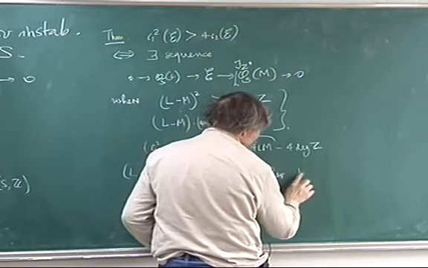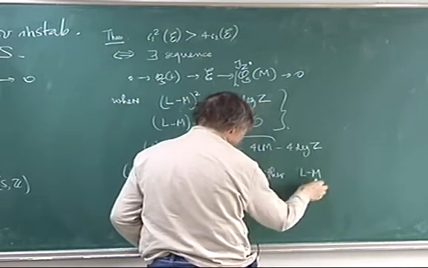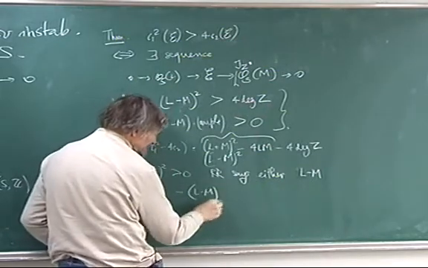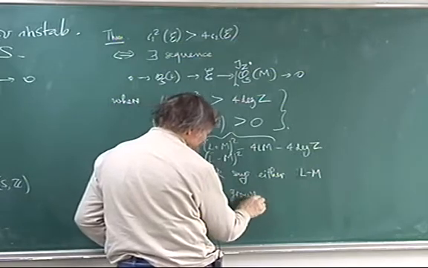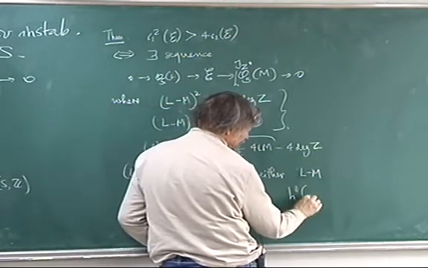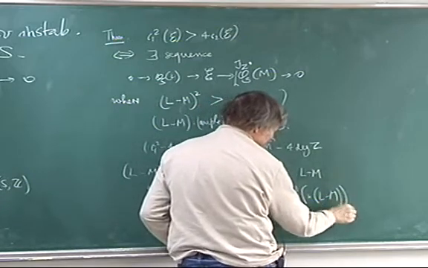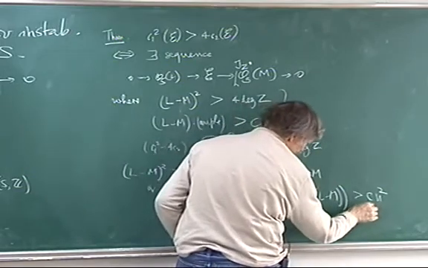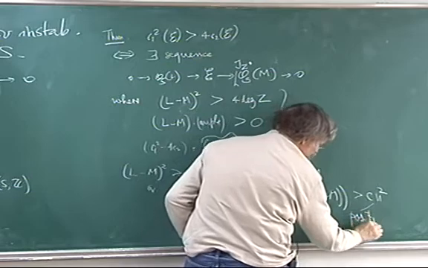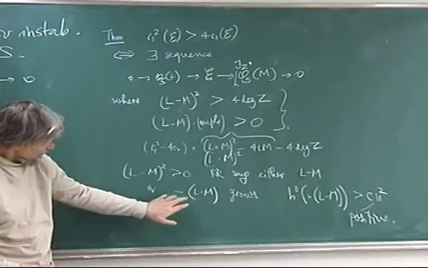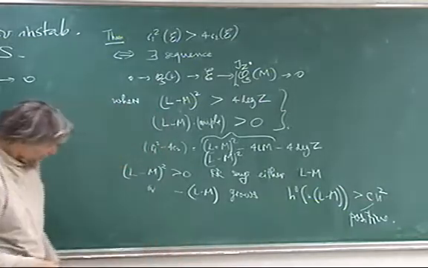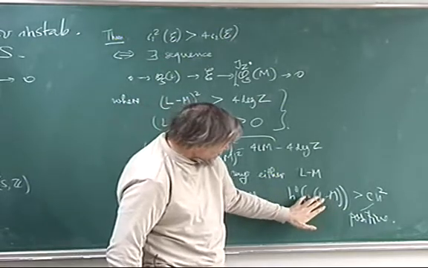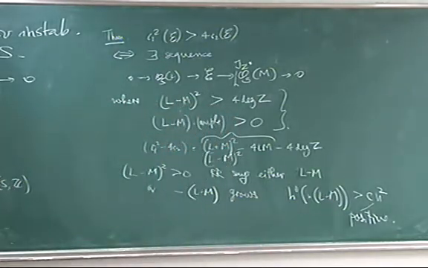either the divisor L minus M or minus L minus M grows, in the sense that H naught of n times (L minus M) is greater than a constant times n squared, where this constant is positive. In that case we say that L minus M is a big divisor: some multiple of L minus M is bigger than any ample divisor, which is equivalent to saying this.